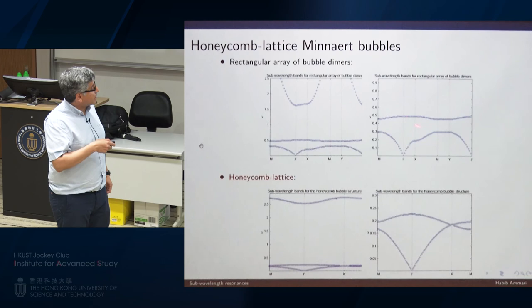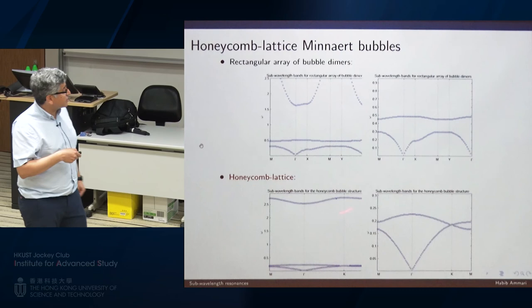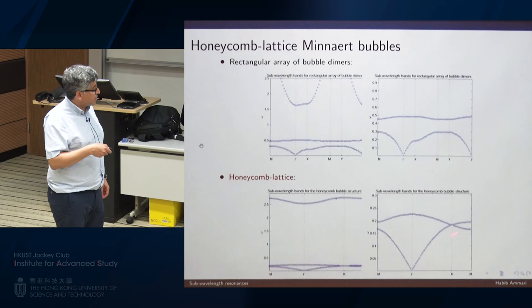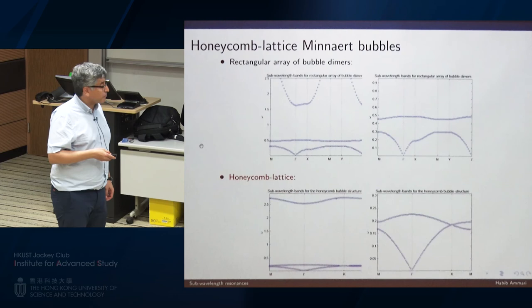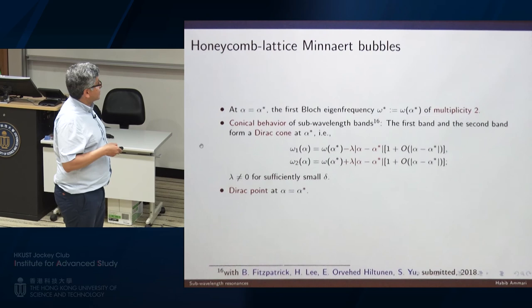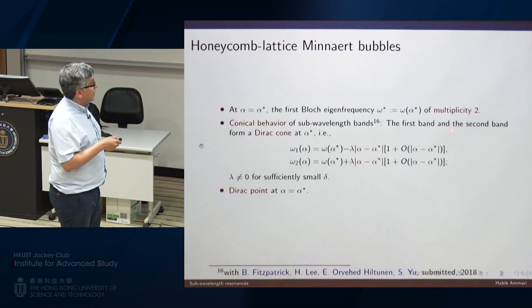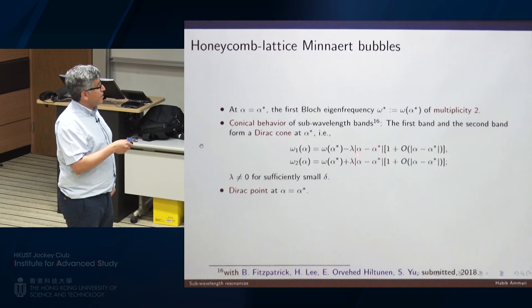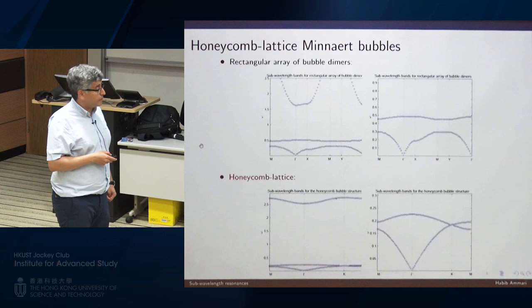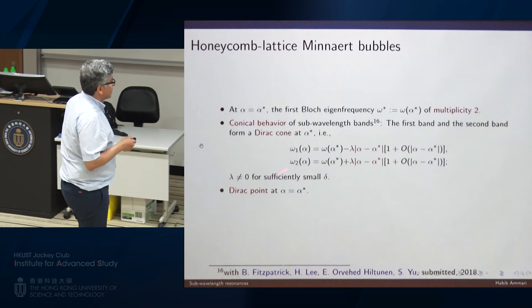They can touch each other, but you never get this Dirac singularity. You get this Dirac singularity because of the degeneracy of some symmetry. So you need this honeycomb structure, and as you can see here, you get this Dirac singularity at subwavelength scales. You can prove it, and this is what we aim at. You can prove that at this point here, the K point, the first Bloch eigenfrequency is of multiplicity 2, and the first band and the second band form a Dirac cone, meaning that they behave like this in terms of alpha, when alpha is close to alpha star. They behave like this, and then you conclude that you have this Dirac singularity at alpha equal to alpha star.